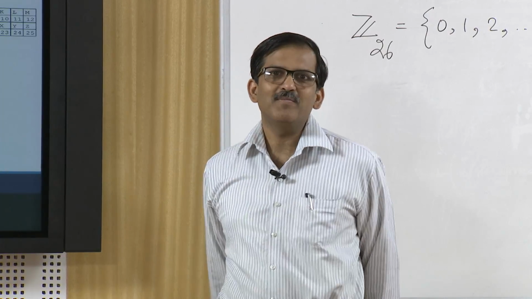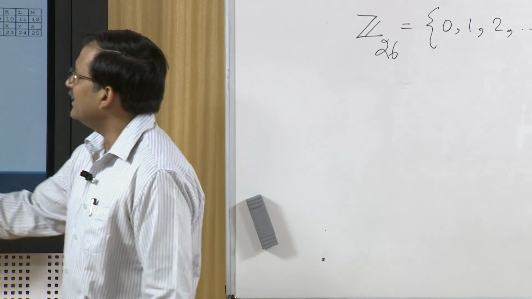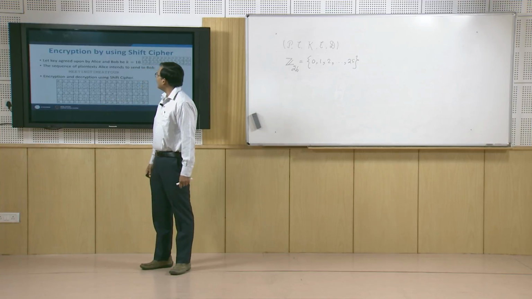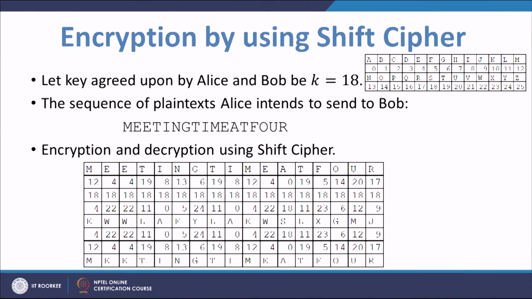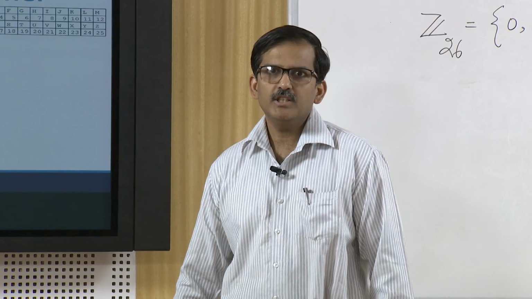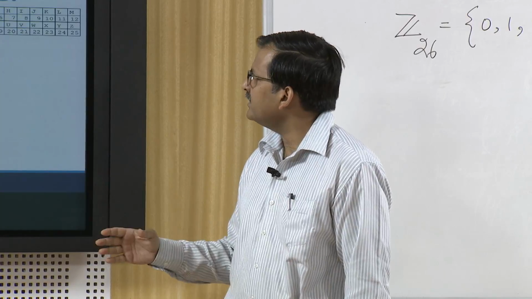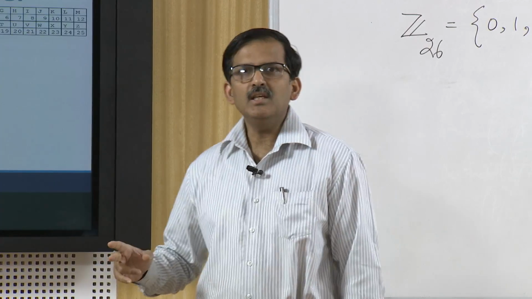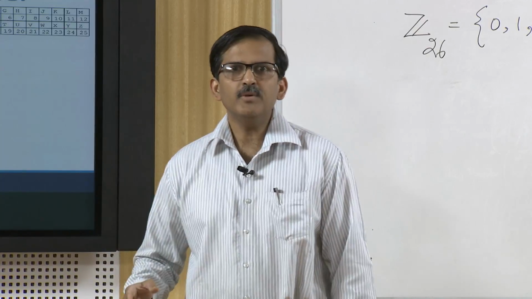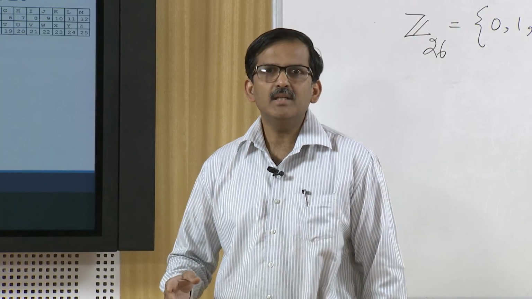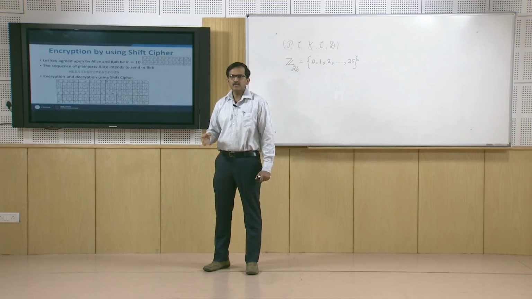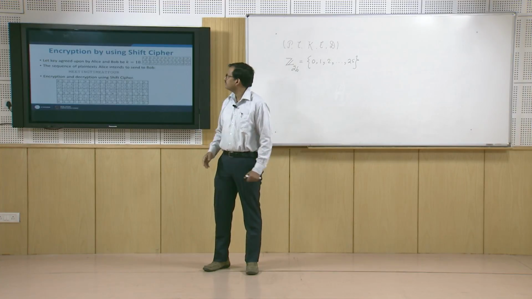Now, suppose that Alice wants to send to Bob a sequence of plaintext which ultimately becomes a sentence. This is the sentence: meeting time at 4. Suppose she wants to send to Bob the sentence meeting time at 4. So, she writes this. What she has to do if she is using a shift cipher is that she must agree upon a key with Bob. Let us suppose that in this particular case that key is 18. So, the key K is 18.